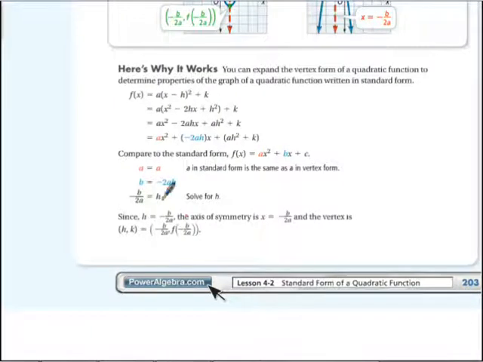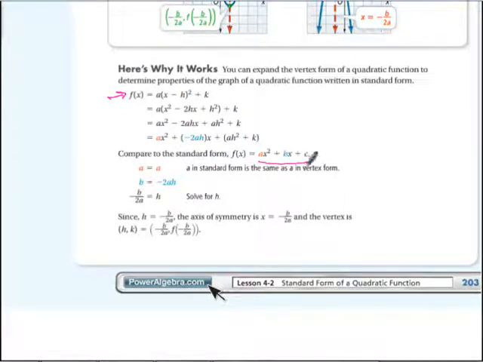So some of you might get lost on this "here's why it works" part, and if you do, that's fine. Remind me and we'll walk through this in class. So this is the vertex form where we've started. If we FOIL right here, we end up with x squared minus 2hx plus h squared. Then I'm going to distribute the a to each one of these terms. Now I have ax squared plus negative 2ahx plus ah squared plus k. So all we did is distribute this out and multiply it.